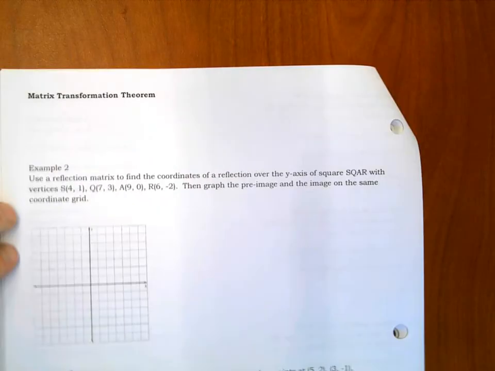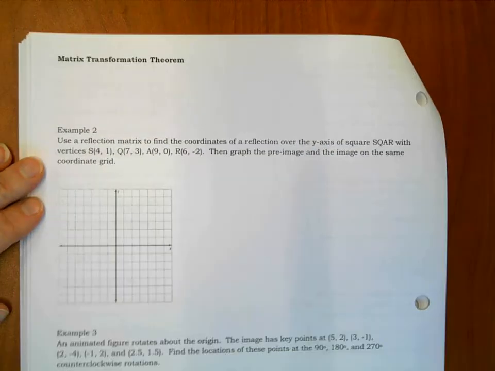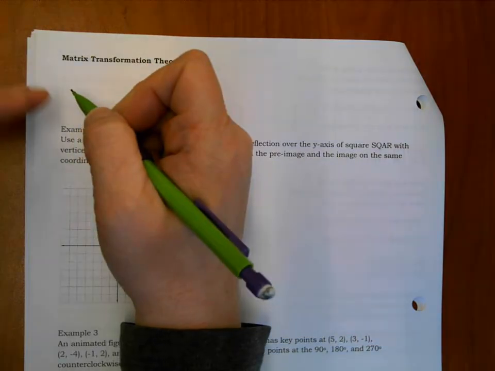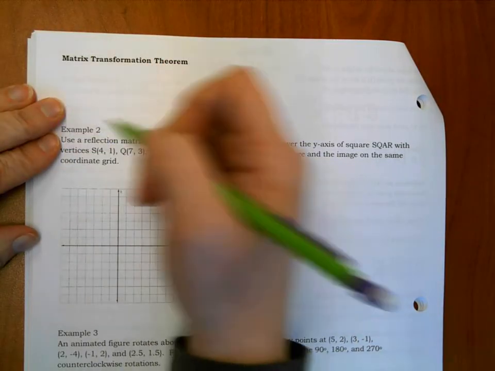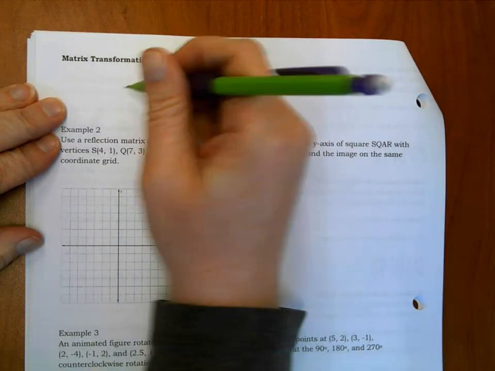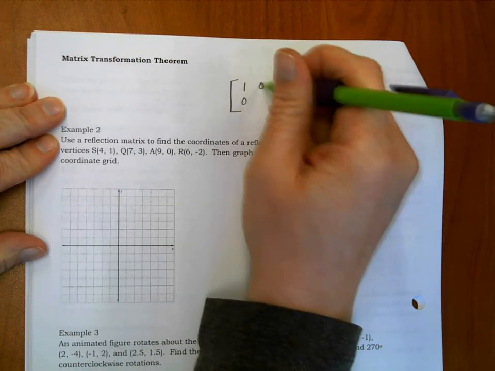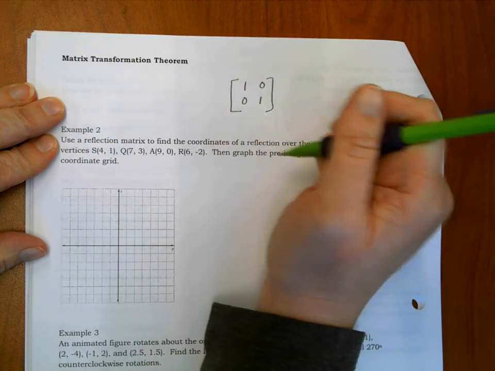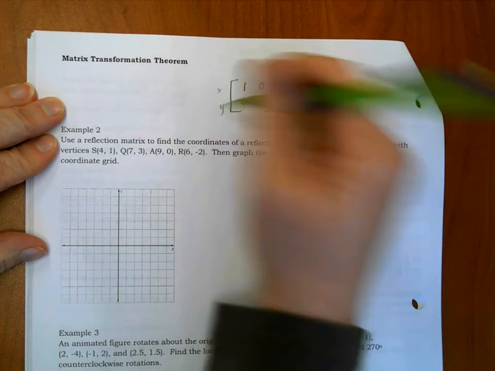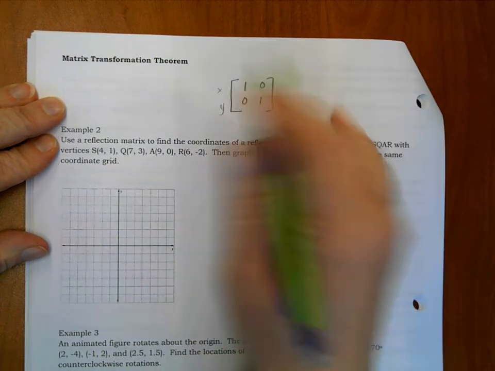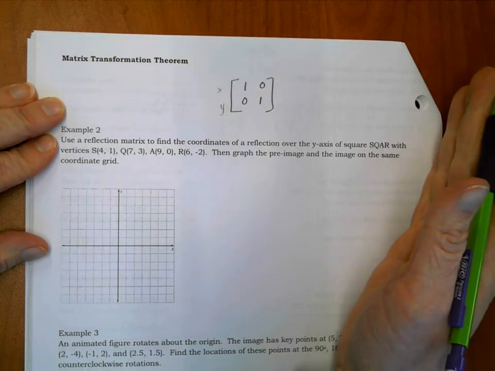Okay, so now, like I said, you're probably wondering, how am I supposed to remember all this? So we have something called the matrix transformation theorem. We're going to think of it as always starting with almost our identity matrix, the 1, 0, 0, 1. So think of that as our identity matrix, and that's X and that's Y. And I want to know what happens to this over some transformation.